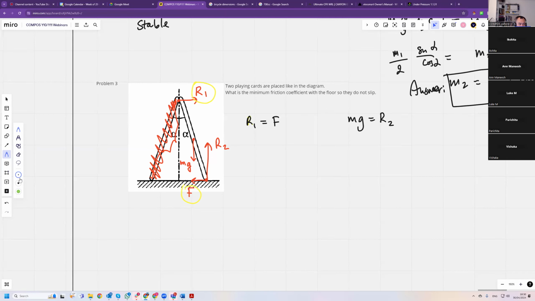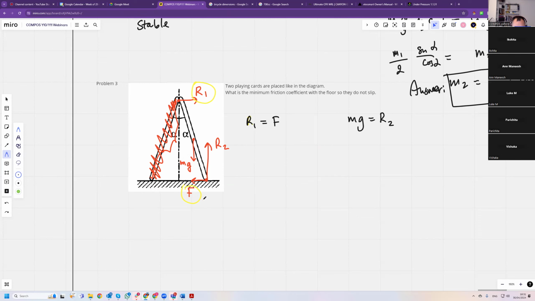So imagine for a second that the friction force was that way. The friction force would be helping R1 to push the card sideways. There's no other forces, so the horizontal forces would be unbalanced. That's how you know horizontal forces have to be balanced.